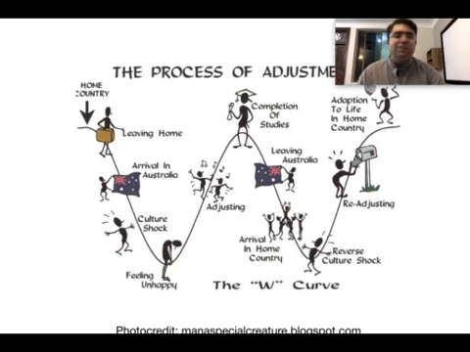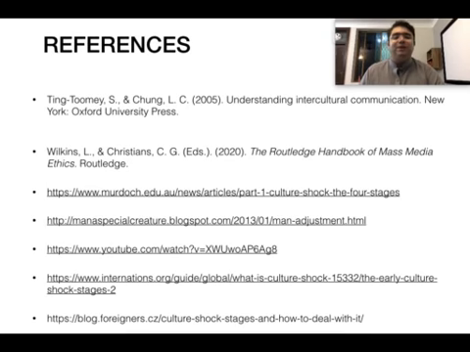But it's an interesting topic. We'll keep talking about it in our next lectures as well. These are some of the references that we've used. Very interesting discussion we've had. I hope you enjoyed this session.